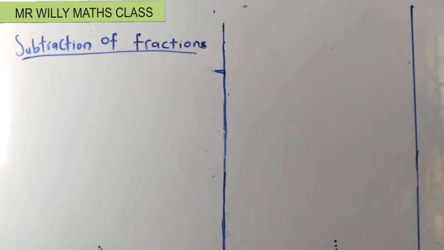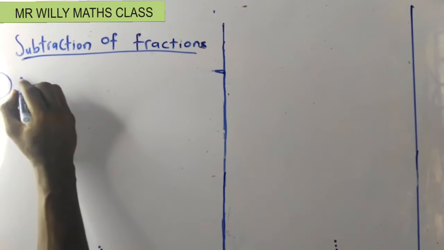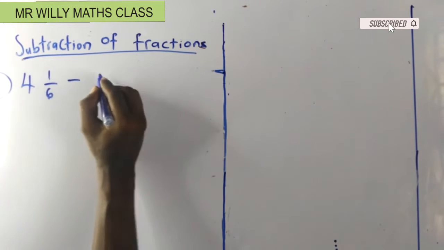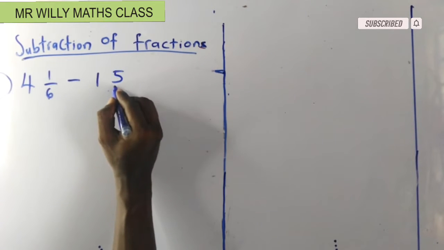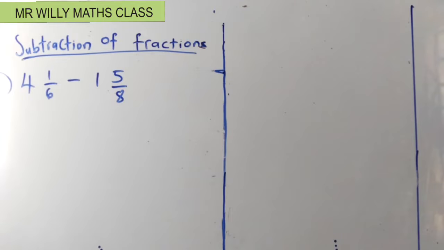In today's class, we'll be dealing with subtraction of fractions. So we'll be dealing with a couple of questions. I want you to pay attention and look at how to solve subtraction of fractions. Let's assume that you are given this question: 4 whole number 1/6 minus 1 whole number 5/8. We have two different methods that we can use to solve for subtraction of fractions.